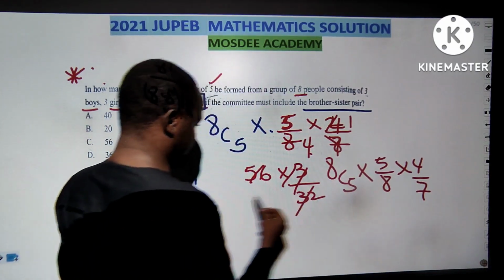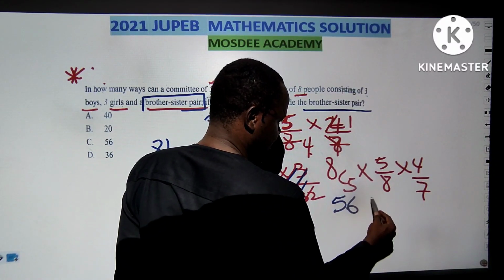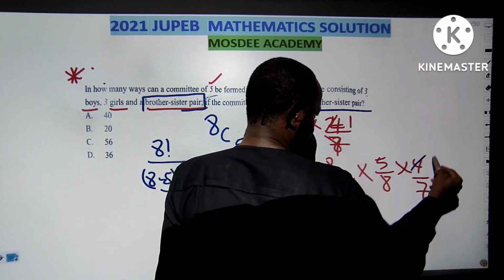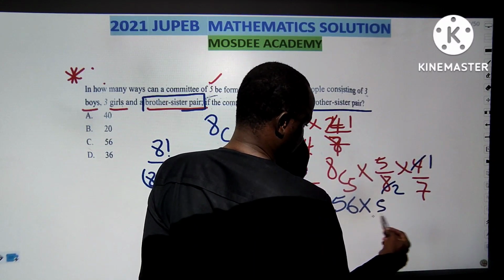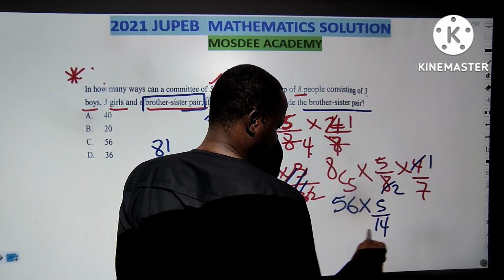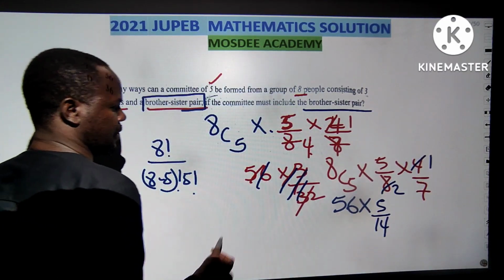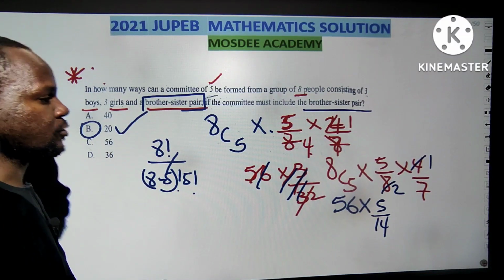So this is 56, right? I think 8 combination 5 was 56 times. This should be 4 over 7, this should be 2, that is 5 over 14. So I think it's making sense now. 14 can go in 56, that's 4. 4 times 5, 20. So 20 is there. And that is that. 20 is the correct answer.